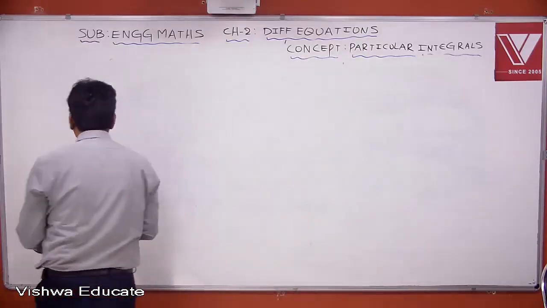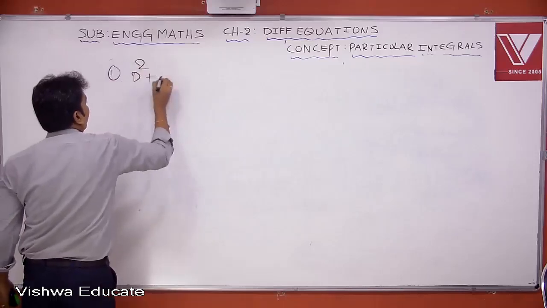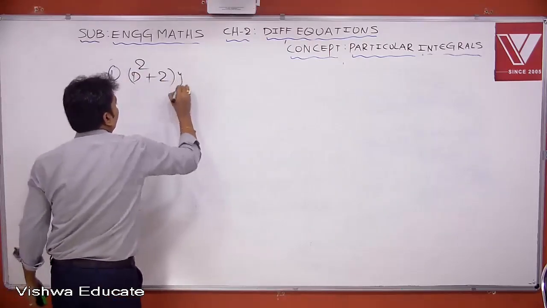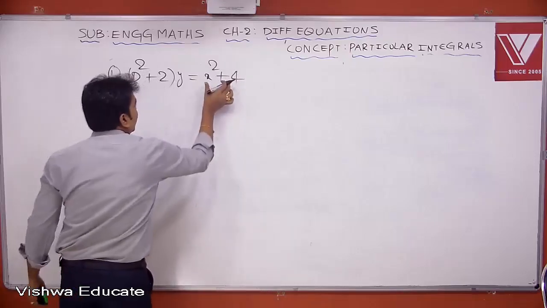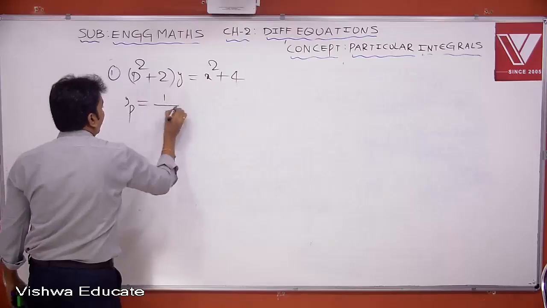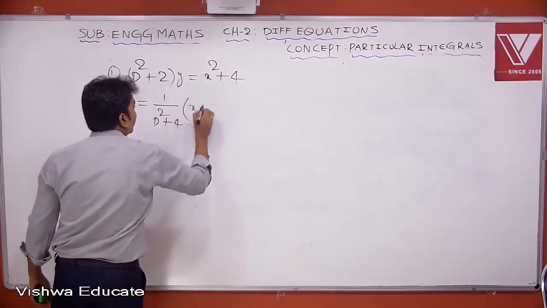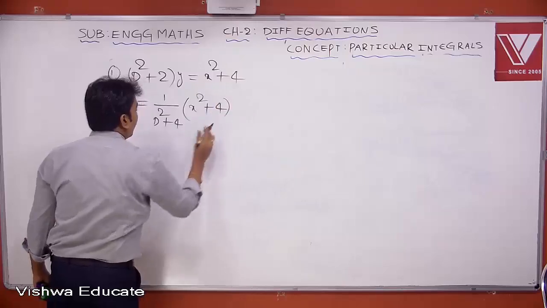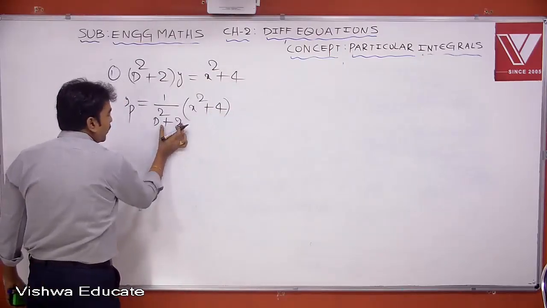So let us start with a simple example. Suppose this is (D square plus 2) of y equal to, for example, x square plus 4. Now it is a second degree polynomial expression. Here my yp is 1 by (D square plus 4) of Q of x, which is x square plus 4. Of course, this is the expression. Now here the least degree term is 2.